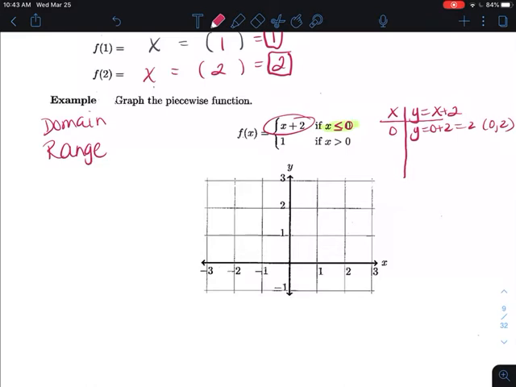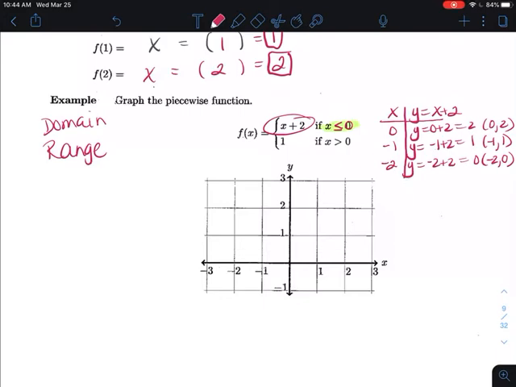Then another number that's less than 0, I'm going to use negative 1. So to get the value for this, y equals negative 1 plus 2, which is 1. So this is the point negative 1, 1. I'm going to do one more point. Let's plug in negative 2. So these are all numbers less than 0. So y equals negative 2 plus 2, which equals 0. So this is the ordered pair negative 2, 0.